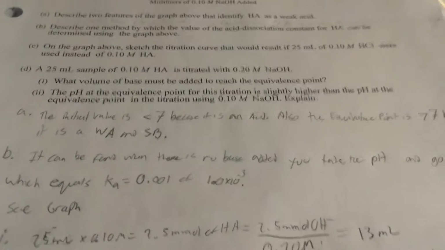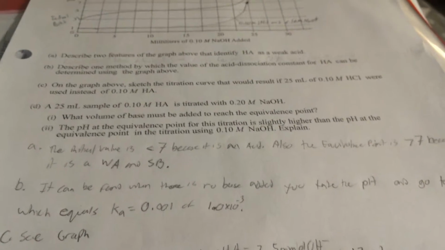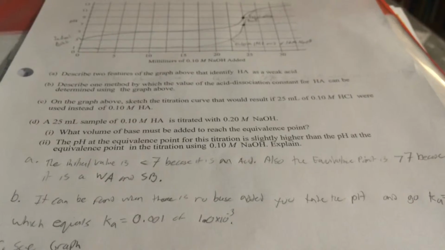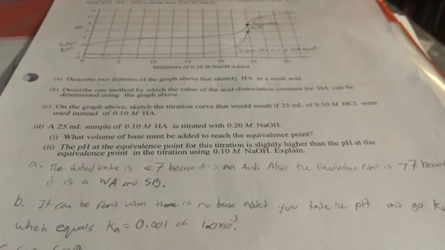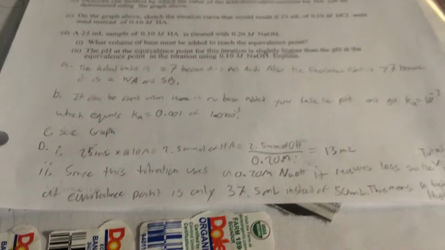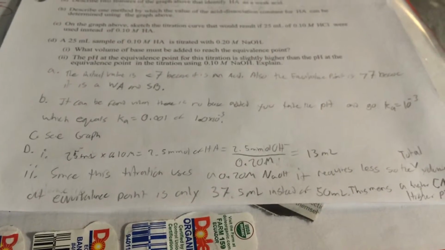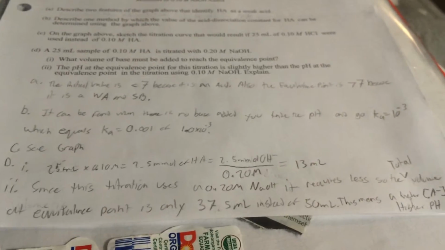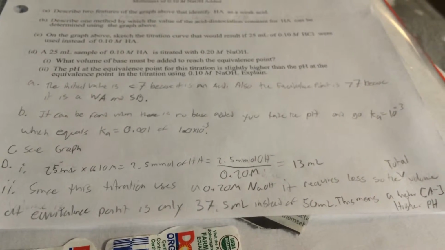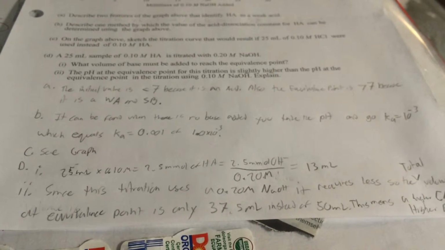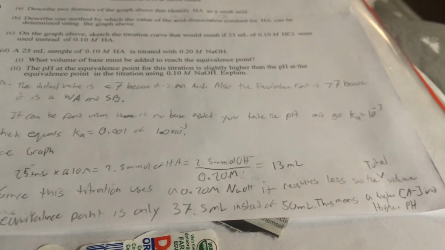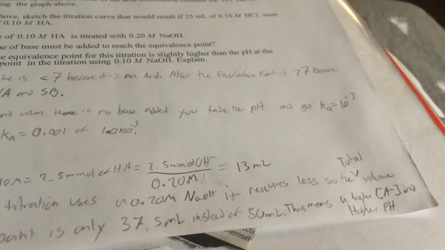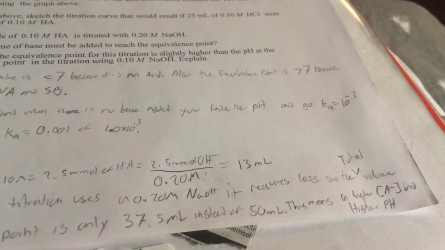And then it says the pH at the equivalence point for this titration is slightly higher than the pH at the equivalence point in the titration using 0.10 molar NaOH. Explain. This is pretty simple. Since the titration is using 0.20 molar NaOH, it requires less of it. So the total volume at the equivalence point is only 37.5 milliliters instead of 50. Therefore, there's a higher concentration of the conjugate base, A minus, and a higher pH because it is more basic.